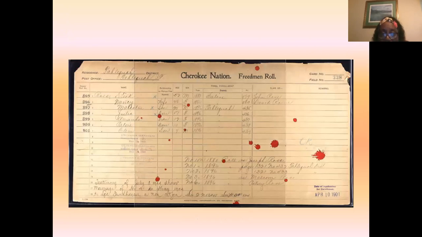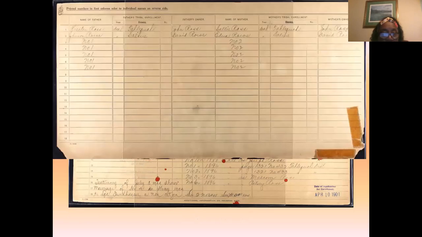Going back to Stick Ross again, we see all of that good information on the front. And on the back, we see his father, Hector Ross. His father had been a part of Tahlequah District. His father, slaveholder John Ross. His mother was Sally. Sally was also enslaved by John Ross. But we also see information about his wife and who her parents were.